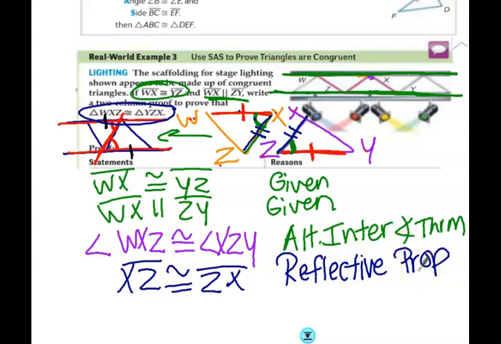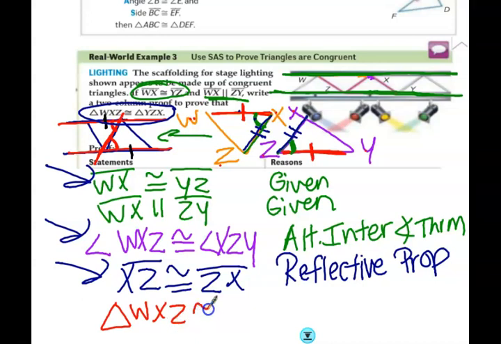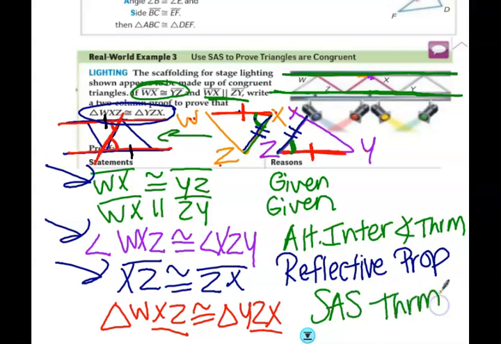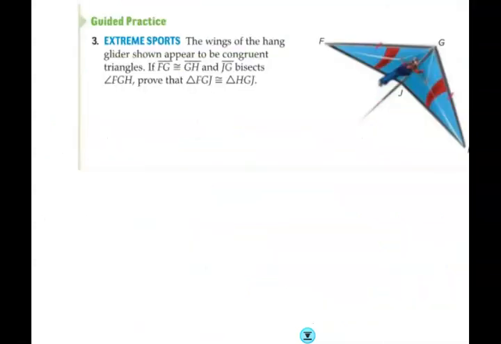So I have one side, I have the angle, and I have the side. So I have side, angle, side. Bada bing, I proved it. So I have triangle WXZ is congruent to triangle YZX. You guys notice that the XZ and the ZX is flipped. How did I prove that? SAS theorem, side angle side theorem. Awesome job. All right, so we have this lovely triangle one to do, and then we will see how we're doing from there.